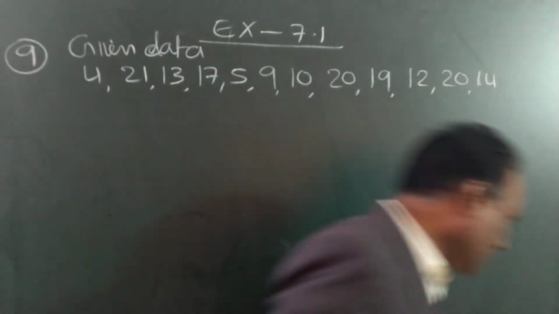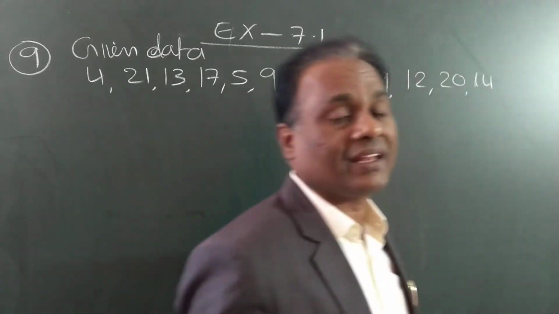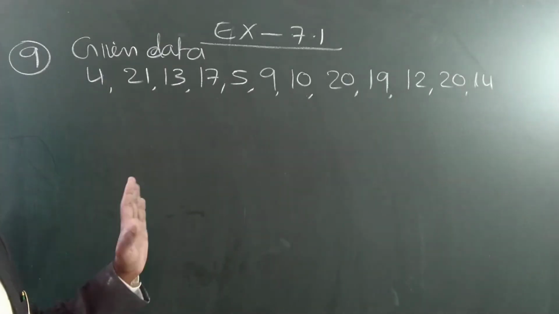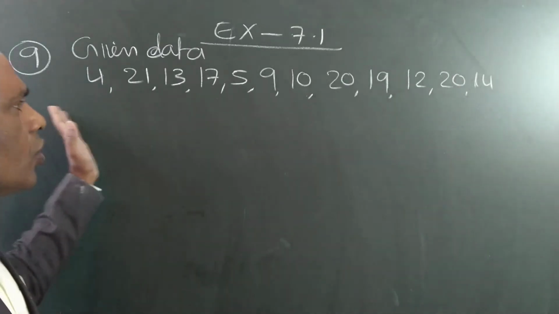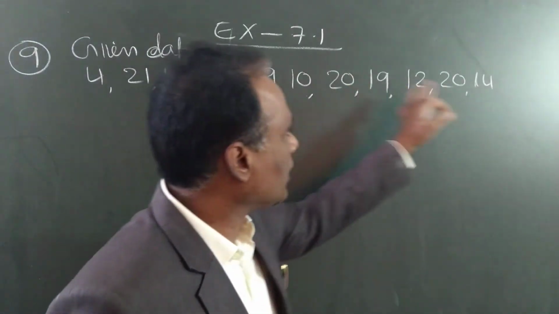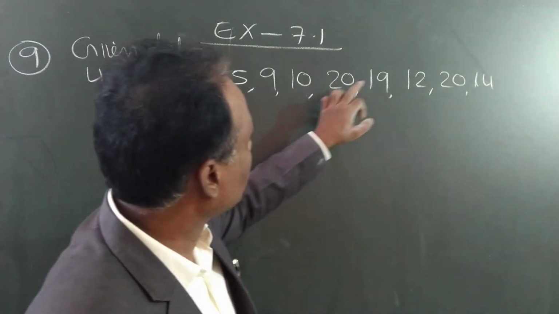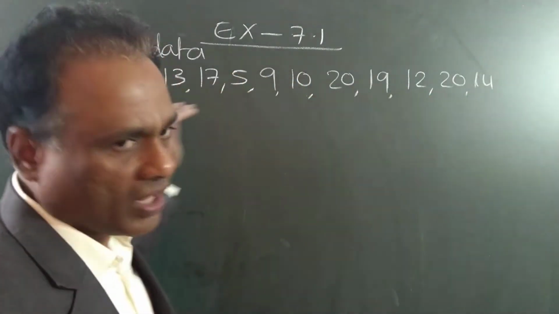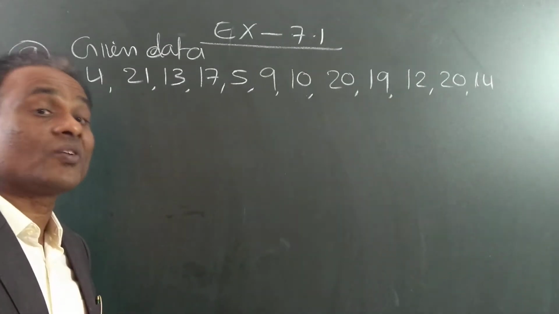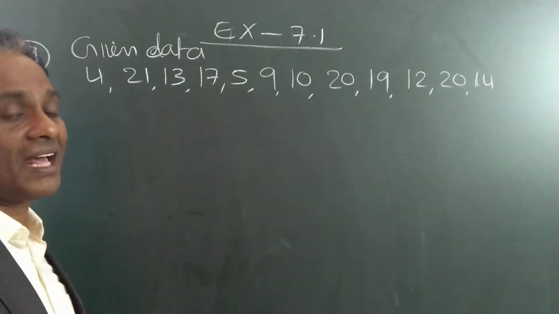See the word: assumed mean. Assumed mean method. Suppose if the condition is not given, how to find the arithmetic mean for this? We add all the numbers and divide by 1, 2, 3, 4, 5, 6, 7, 8, 9, 10, 11, 12. Sum of all the numbers by 12, that gives the arithmetic mean. That we will get as the answer. But the question is not by that ordinary method. It is the assumed mean method.